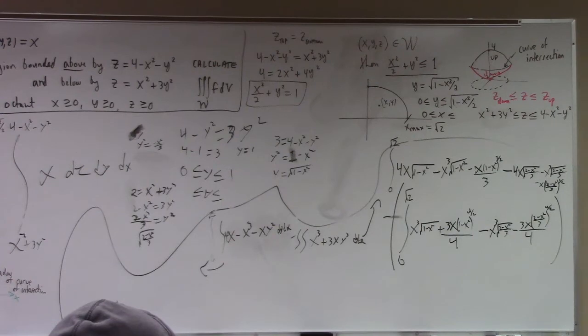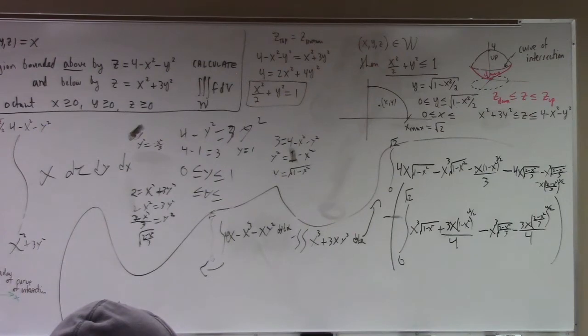So let's see here how John set up the bounds. The z goes from z equals 0, which is down here, so that's the down z. This is the up z, the top. So the down z, 0, up to the upward z, 1 minus x squared minus y squared.